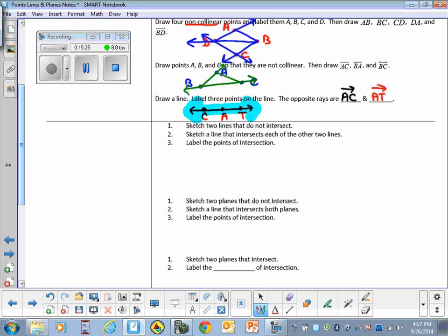Oh my, sketch two lines that do not intersect. Well, there are two types of lines that don't intersect. There are parallel lines and there are skew lines. Skew lines only exist in 3 dimensions. They're hard to draw. So I'm going to draw parallel lines. And when you want to tell your reader that your lines are parallel, you put a little caret on them, pointing in the same direction. And this symbol means that my lines are parallel. Sketch a line that intersects each of the other 2 lines and label the points of intersection, P and Q.